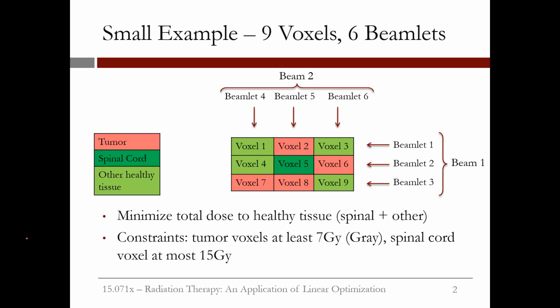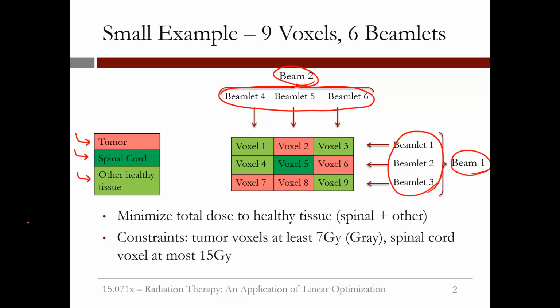Suppose we have 9 voxels and 6 beamlets. Our voxels can be categorized into 3 types: the tumor voxels, which are colored pink, the spinal cord voxels, which are colored dark green, and other healthy tissue voxels, which are colored light green. So we have 4 tumor voxels, 1 spinal cord voxel, and 4 other healthy tissue voxels. We have 2 beams that are each split into 3 beamlets. Beam 1 is composed of beamlets 1, 2, and 3, and it comes in from the right. Beam 2 is composed of beamlets 4, 5, and 6, and comes in from the top.